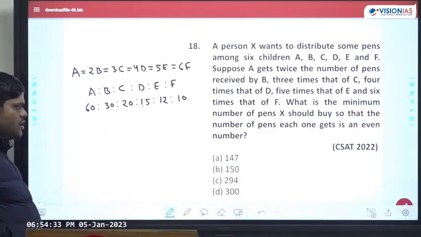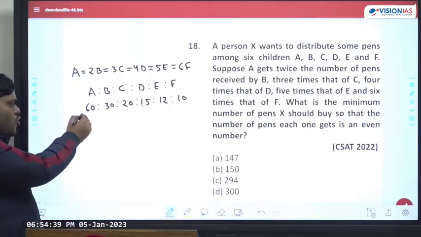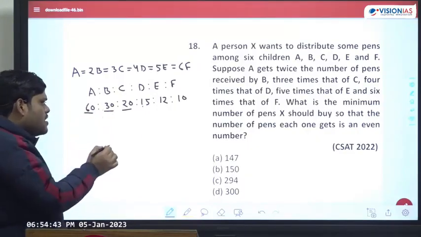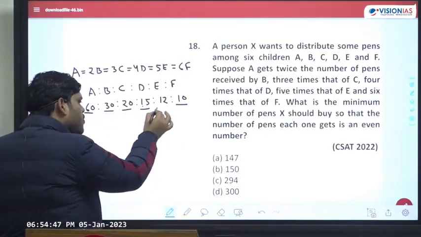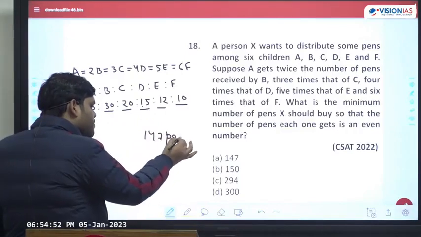So everyone should get an even number. So see, what is the problem? What is the total? 60 plus 30 is 90, 110, 120, 135, 147. Total is 147 parts.